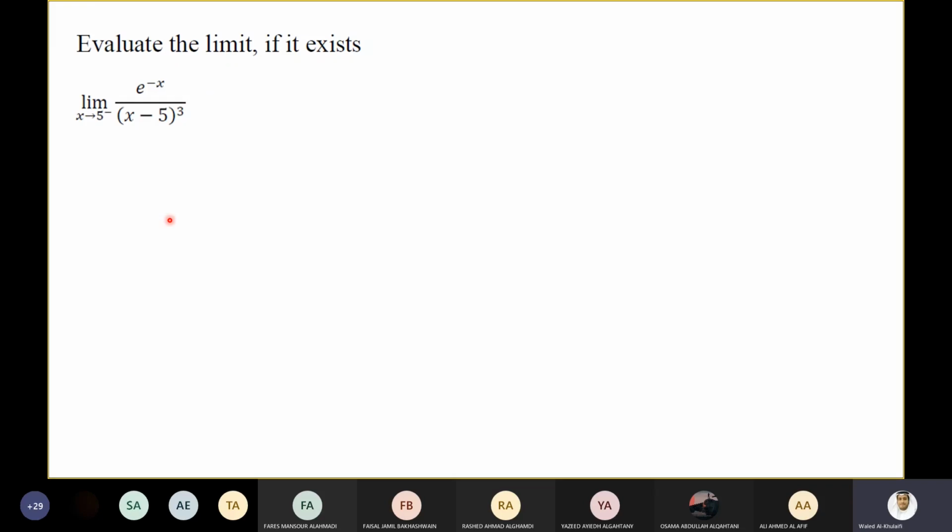I can leave this question to you because also it is the same idea. When I put 5 here, it will be e to the negative 5, which is a constant, not 0. But when you put 5 in the denominator, it becomes 0, right? So you have e to the negative 5 over 0, and then you have 5 from the left. You can guess what limit you will get. Okay, who can tell me what the limit of this one will be quickly?